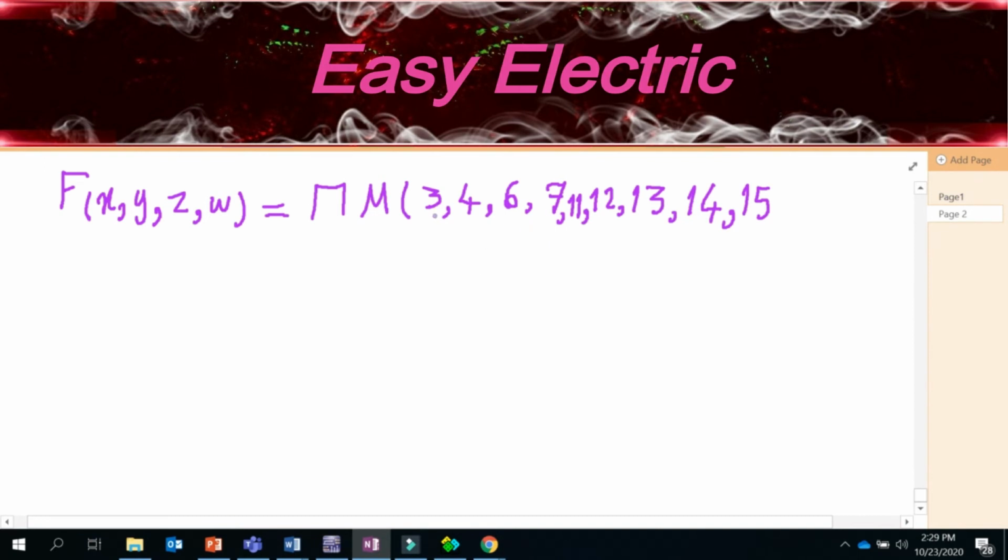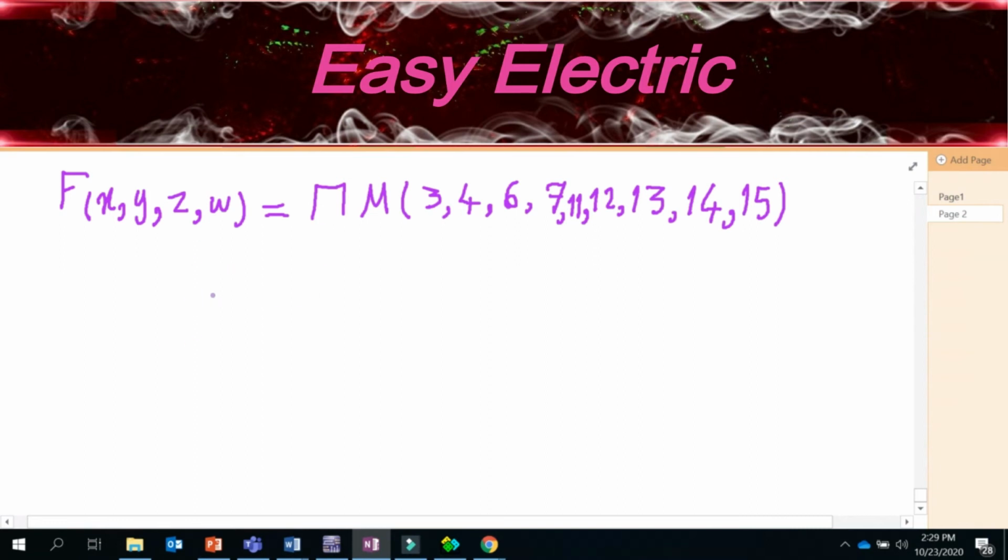We have max term 3, we have 4, we have 6, 7, we have 11. That's right. We have 12, 13, 14, and 15. Okay, so this is a function with 4 variables, in the form of a product of max terms, and we want to use the K-map to simplify the function in the form of a product of sums.